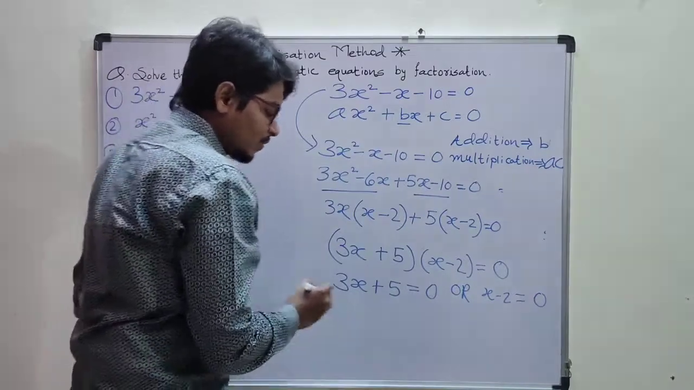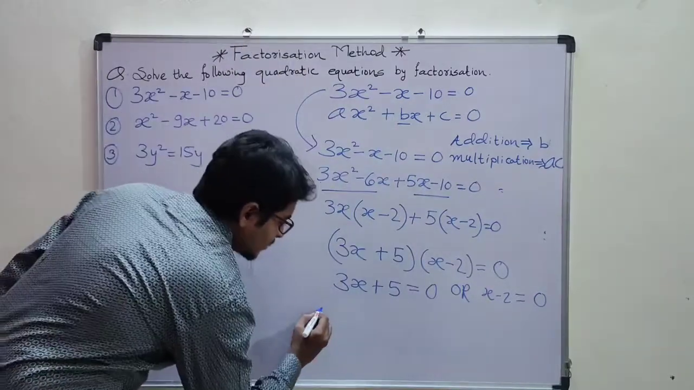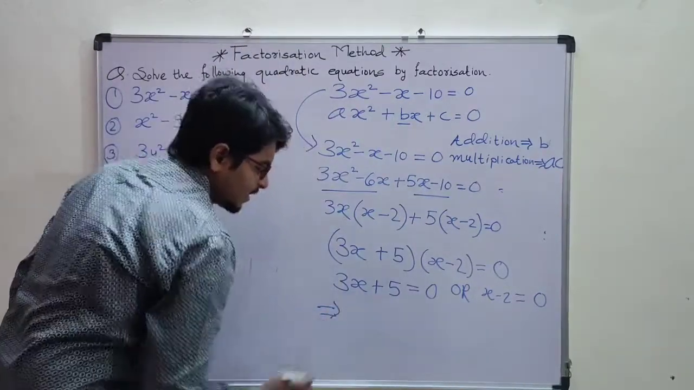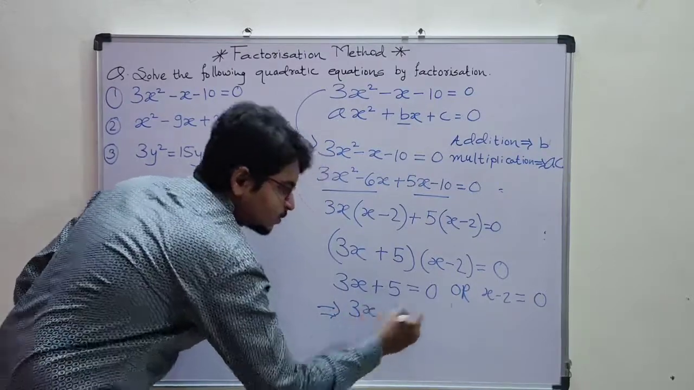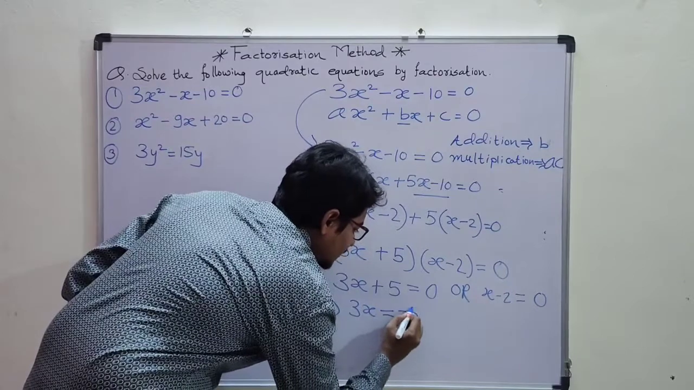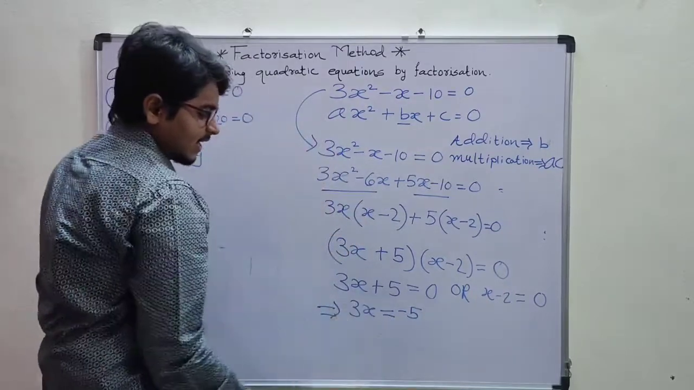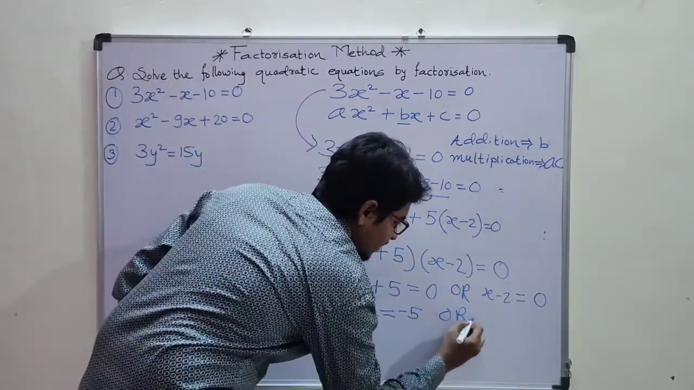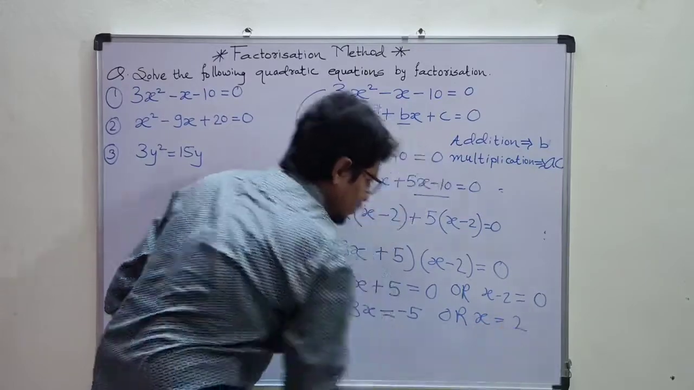Okay, so now we get the value of x. From this 3x plus 5, shifting this plus 5 to the right side of the equation, we get 3x equal to minus 5. Here sign changes. Or x equal to plus 2.